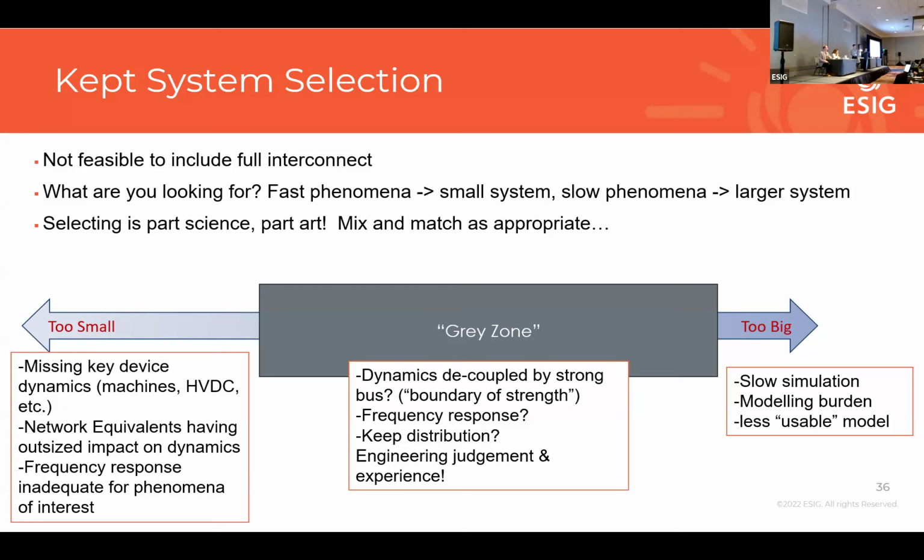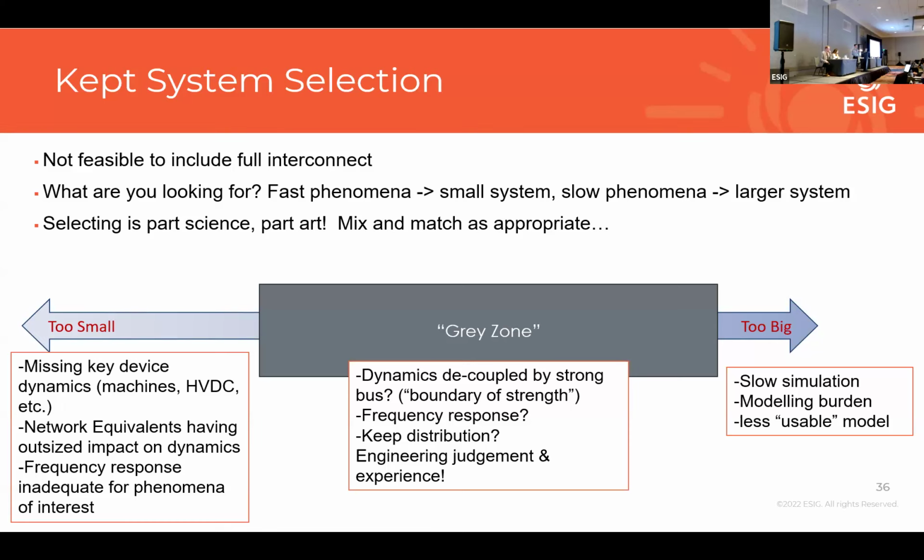We know that we're going to have some portion of the system that's kept and some portion of the system that's not kept, right? And for the unkept system, typically we're going to have some sort of network equivalent. That network equivalent is generally not frequency dependent. It's just like a matrix of admittances, essentially. So things like capacitors just get netted out inside of our network equivalent.